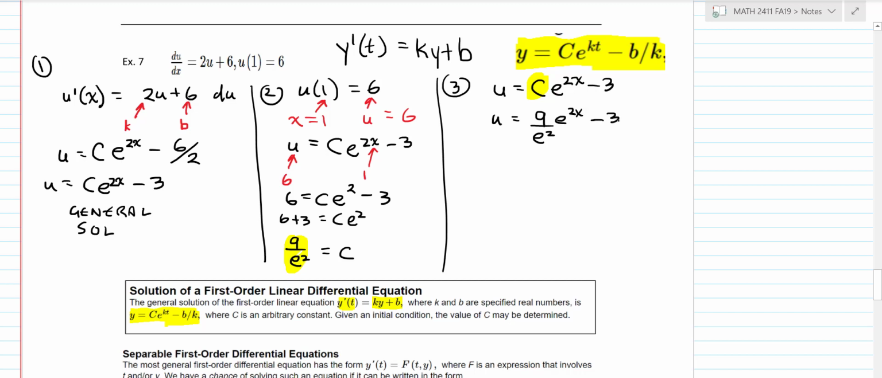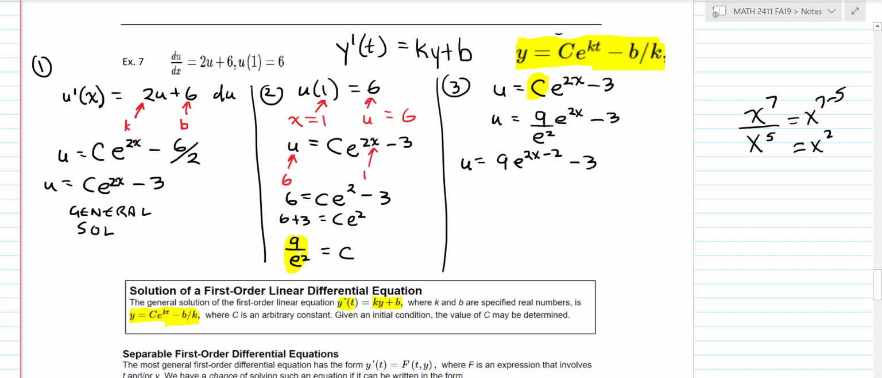Now you could do a little algebra with this also. So what I see is you could write this as 9 e to the 2x minus 2, because you can subtract the exponent. That's no different than having like x to the 7th over x to the 5th is x to the 2nd. Okay, so you can do that, and then minus 3.